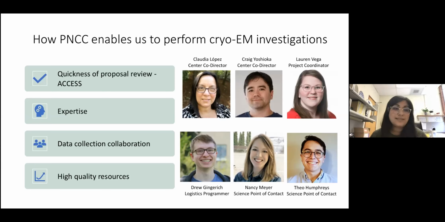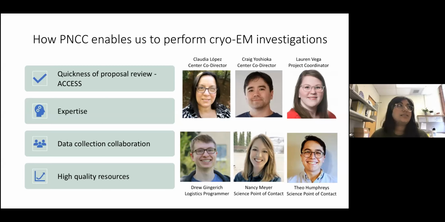Now, not only is access important, but so is the expertise. So the 6 individuals shown here are the brain power that really helped us validate our approach and also offered incredible insight into how to better improve our experiments. And so the process of data collection and data analysis is very collaborative at PNCC, in the sense that things that we didn't know, we found out from them, and there was always an opportunity for an exchange of ideas and how to improve approaches, and even opportunities to work with the developers to improve software.